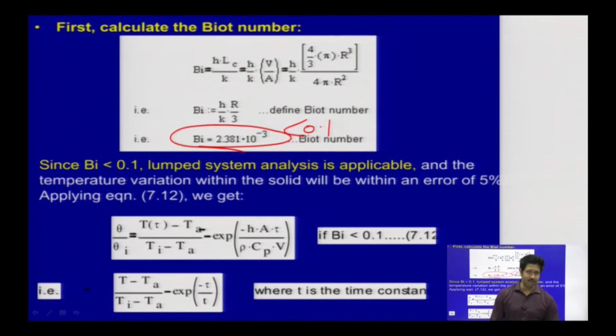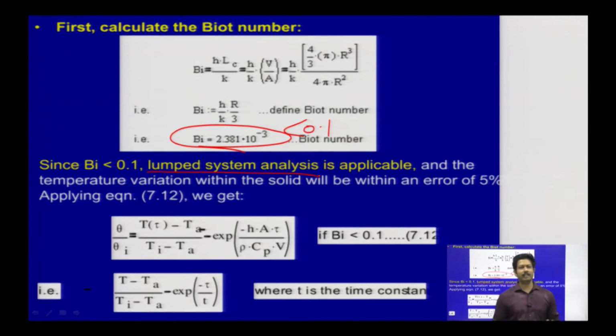Since we have confirmed that the Biot number is lesser than 0.1, that means we can now apply lumped system analysis. Okay, I am telling you again and again, this is the first thing you need to solve, until and unless it is stated in the numerical that you need to implement lumped system analysis. If it is not written there, you first check the Biot number, and if it is lesser than 0.1, go with lumped system analysis.